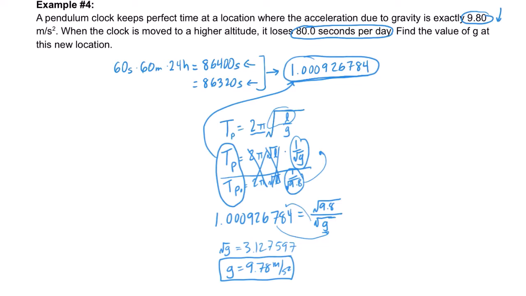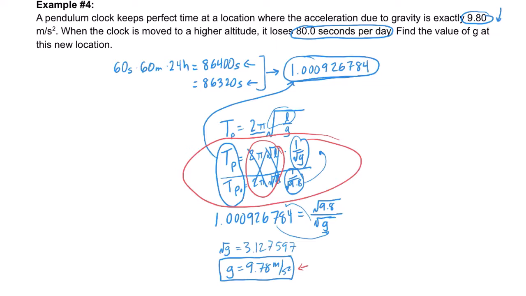All we did was we found a ratio, then we used the ratio with the equation here. We canceled out the stuff that was common, and we used what was left in ratio form in order to calculate what the new g had to be.